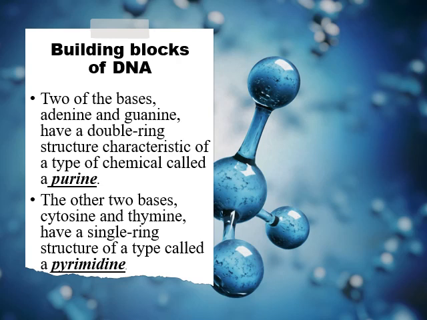Two of these bases, adenine and guanine, have a double ring structure characteristic of a type of chemical called a purine, while the other two bases, cytosine and thymine, have a single ring structure and they are called pyrimidines. Each nucleotide is preferably called by the first letter of the name of its base. So adenine is represented with A, guanine with G, cytosine with C, and thymine with T.